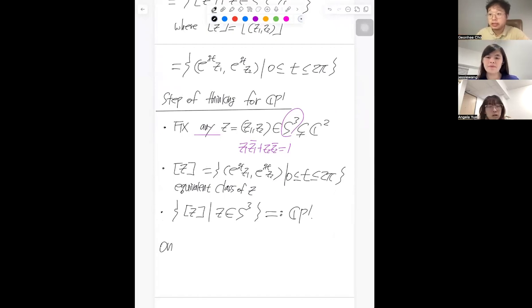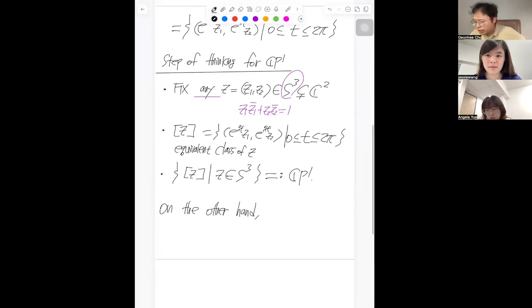And then we consider all the brackets of Z, which correspond to the gray circles in the Hopf fibration. Is that okay with you? And then we collect all those gray circles, then that becomes the definition of CP1. But on the other hand, as you may feel it's really weird, you already saw the definition of CP1 was the following.